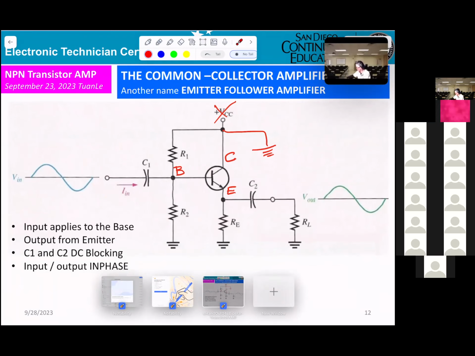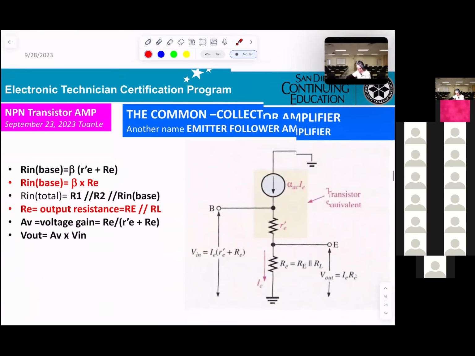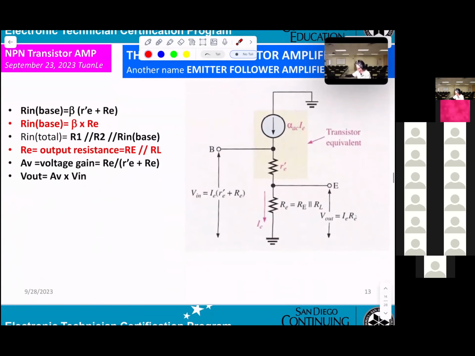That is DC. And now go to AC. Okay, you can see from the collector, you get one current, and that current is alpha times IE, or basically beta times IB.